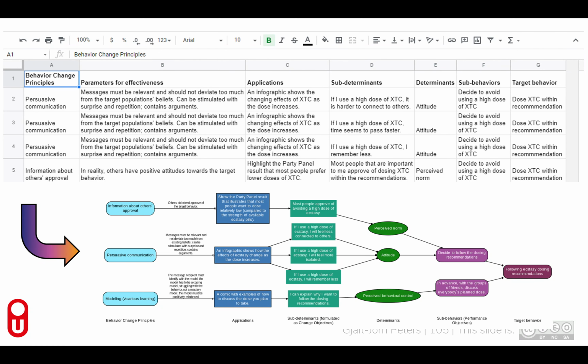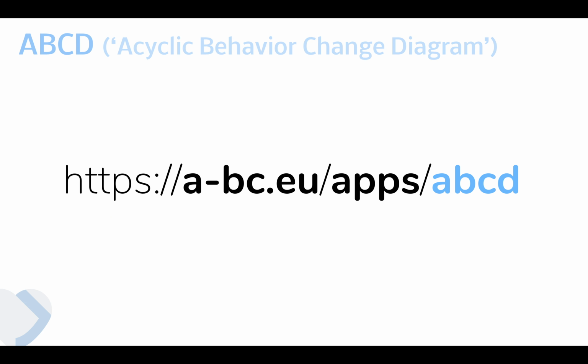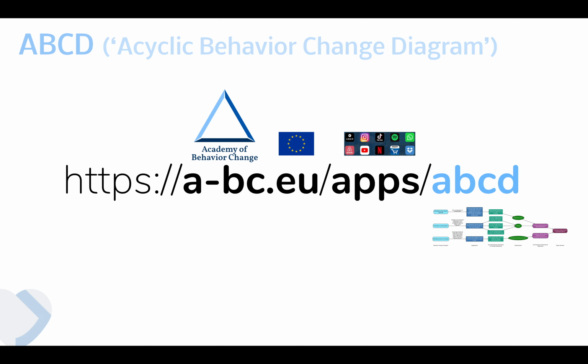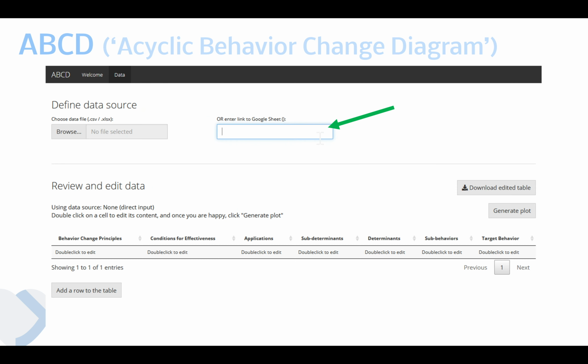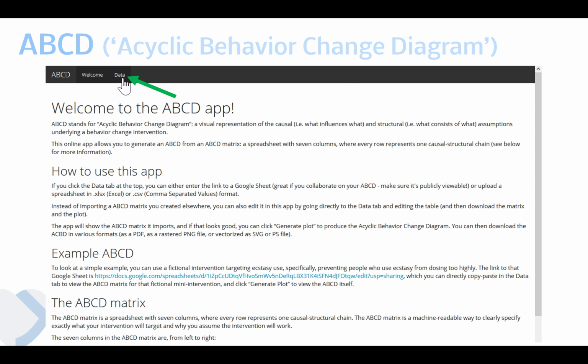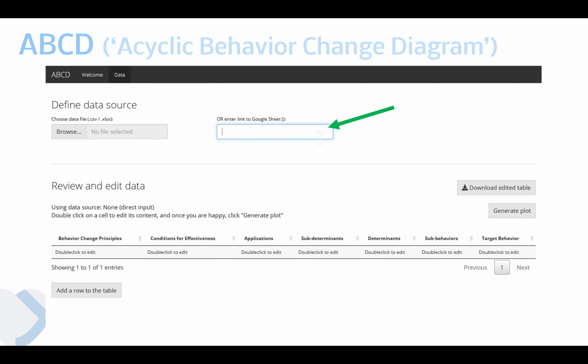Okay, so you basically fill out a spreadsheet, and then from the spreadsheet you can create the diagram. And for that we created an app, which is in the material, so you can just look for it there. If you want to remember it, it's basically Academy of Behavior Change.eu, which is where we are, /apps/ABCD, which is the name of this specific app. And if you open it, it starts with a welcome page, which links to some resources, including an example. And then you can click the Data tab. The Data tab is in the top left.